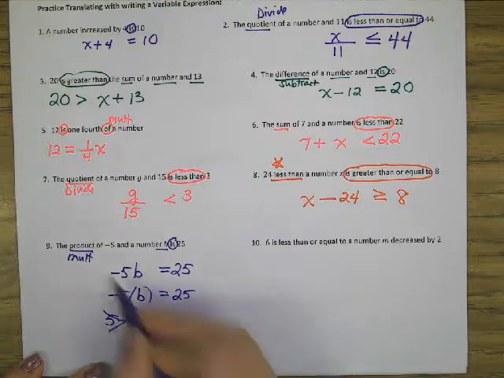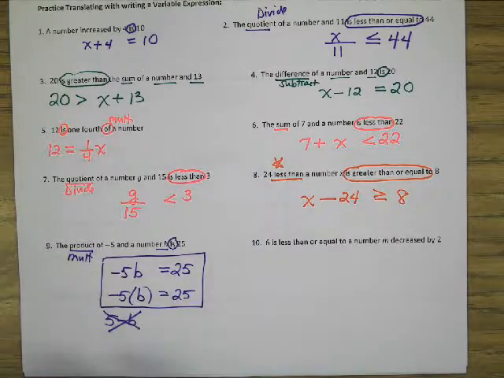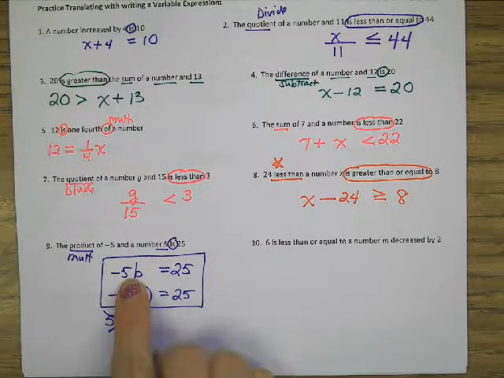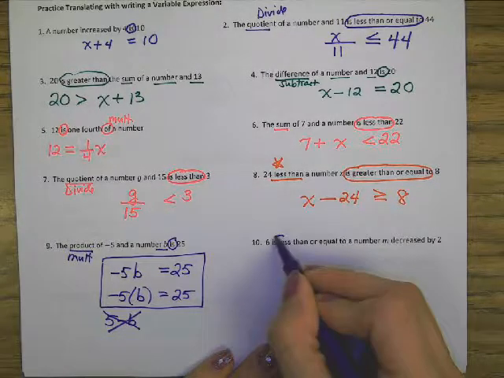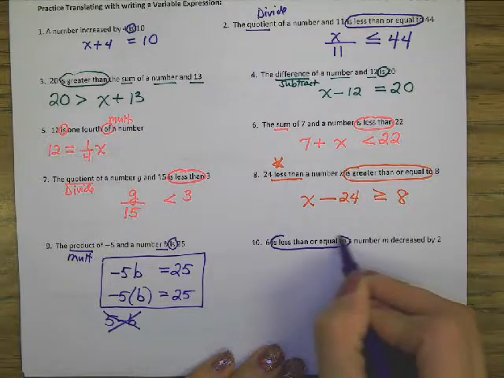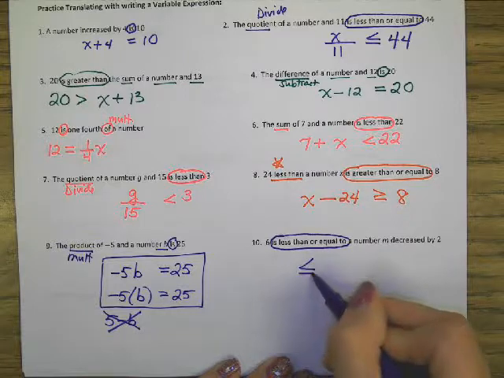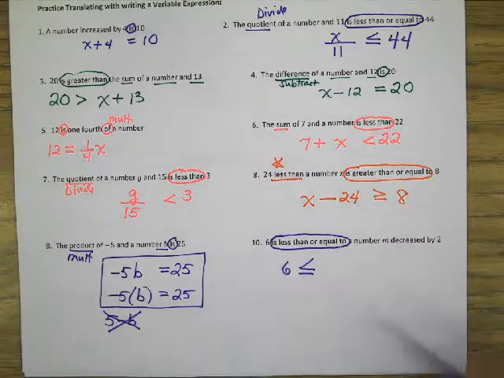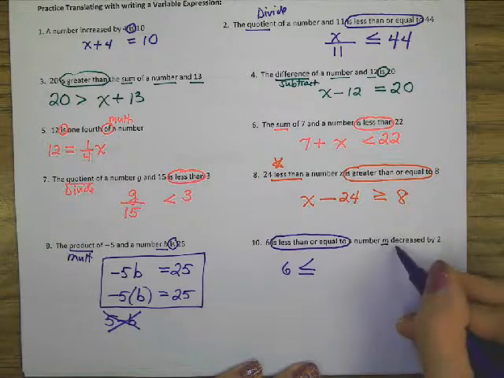And the last problem is less than or equal to. Is less than or equal to. 6 goes on the left. A number m decreased by 2. Decreased means to subtract. We don't have to switch this around. We take m and then we decrease it by 2.